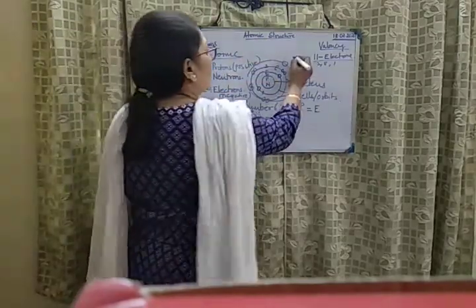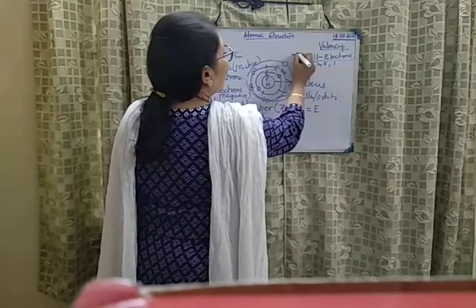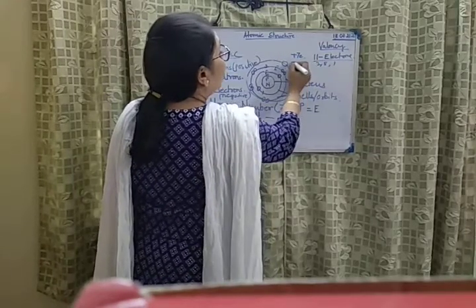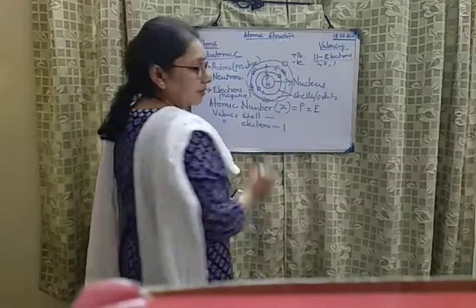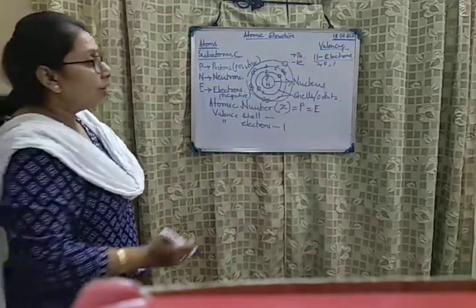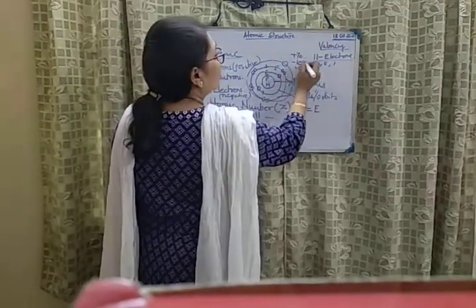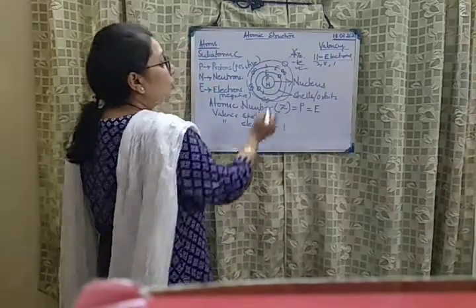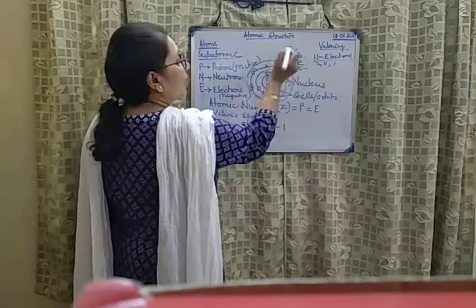So there are 2 possibilities. Either it will take 7 electrons, or it can give up 1 electron. Which do you think is easier? Obviously giving up the single electron is easier than accepting 7. So what it tends to do is give up the electron.